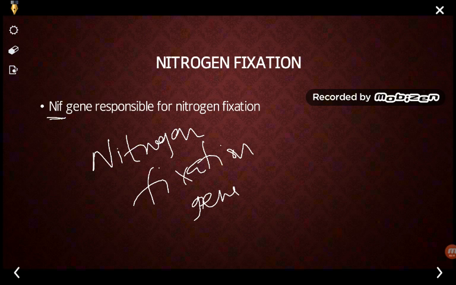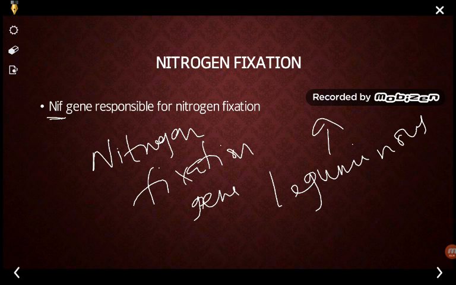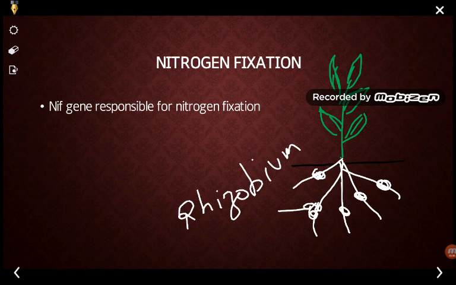So you know that only the leguminous plants can fix the nitrogen. What is the main function of the rhizobium bacteria which is present? Almost all these leguminous plants contain root nodules inside the root. So you can find out these are the root nodules. Inside the root nodules, rhizobium bacteria is present.